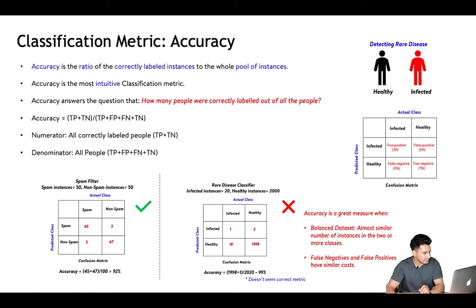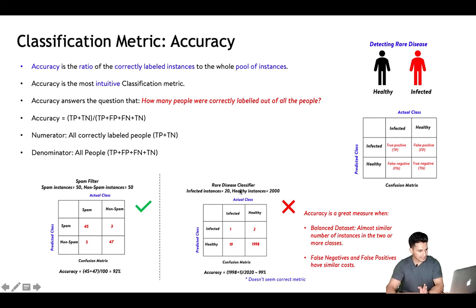Now let's look at the spam filter example. Suppose we have equal instances, 50 from spam and 50 from non-spam, and this was the prediction and this was the actual classes. Then the accuracy will look like 45 plus 47, that is true positive plus true negative, divided by 100, that is all the pool of values. It is 92%. So the accuracy is 92%.